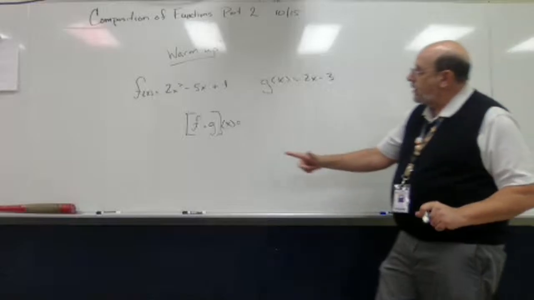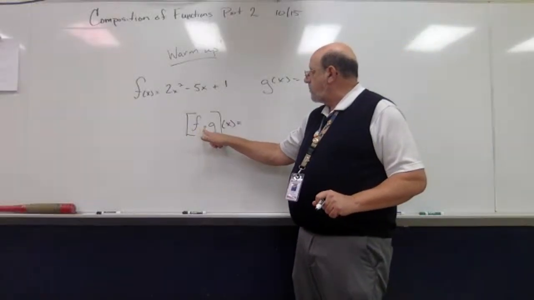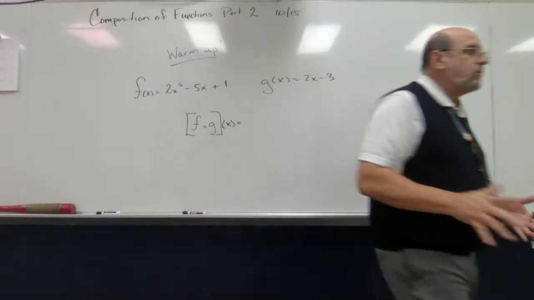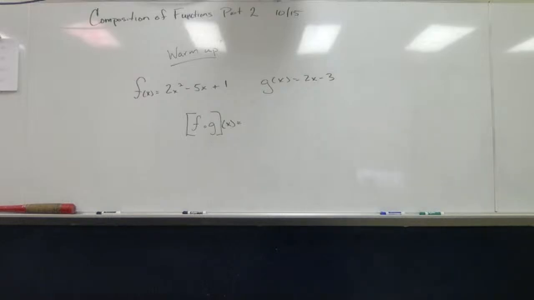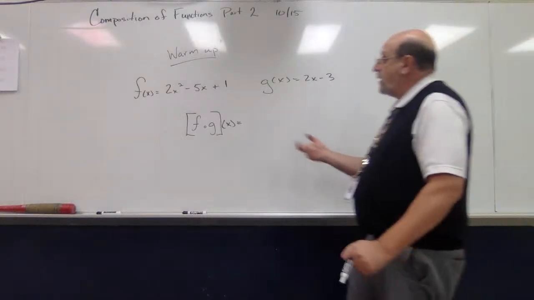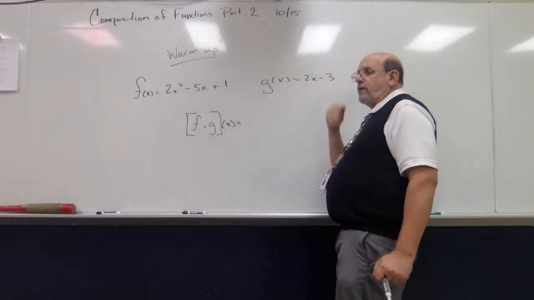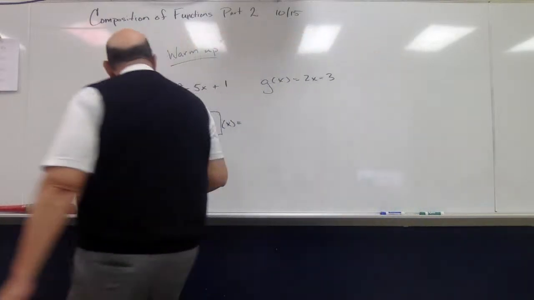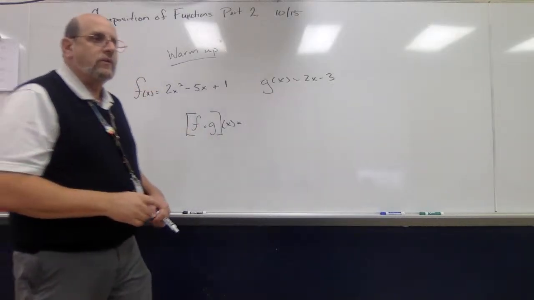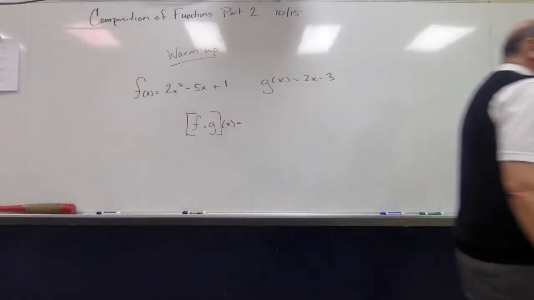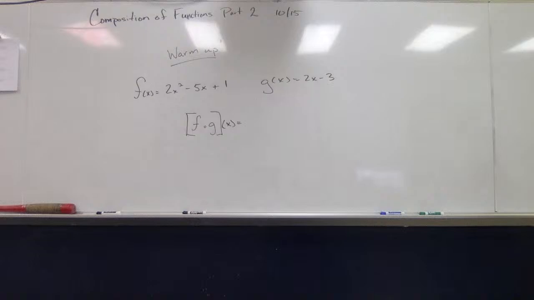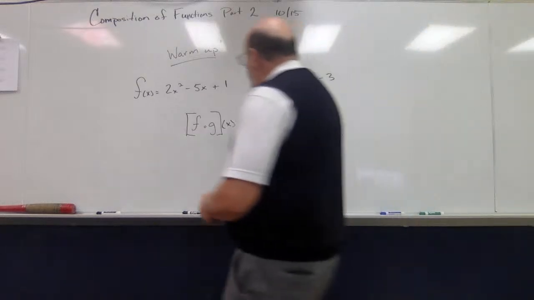What does this mean? What does F composed of G mean? Any x's in the F function is supposed to be replaced with this whole G function, right? Because you already wrote it down, right? It means everywhere you see an X.